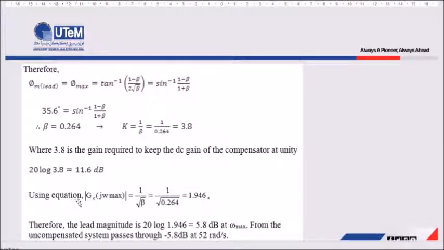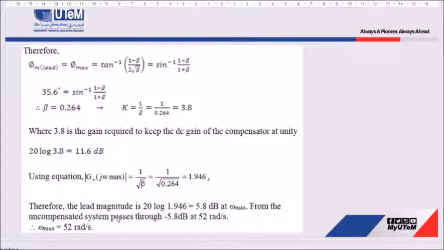Okay, using the equation Gc(j omega max) equal to 1 over square root of beta, we just put this beta inside this equation. So we get G(j omega max) equal to 1.946. Therefore, the lead magnitude is 20 log 1.946, which is equal to 5.8 dB at omega max.